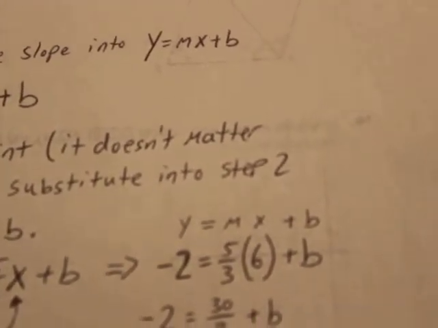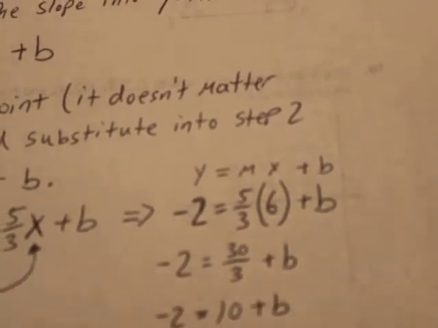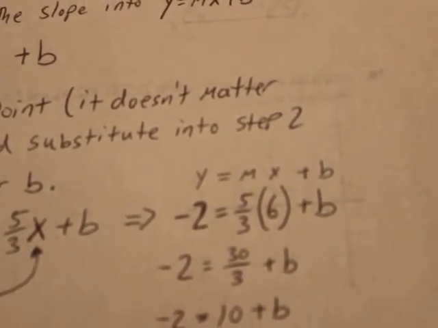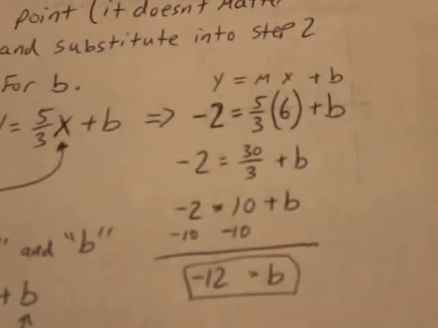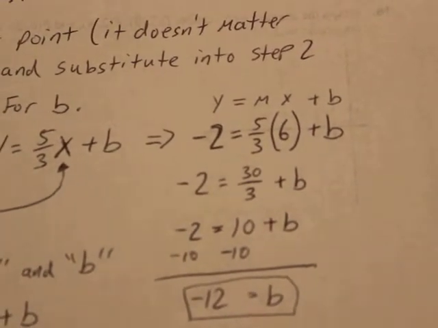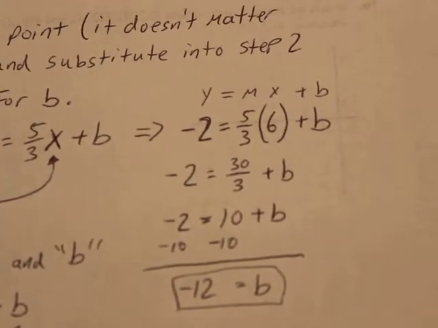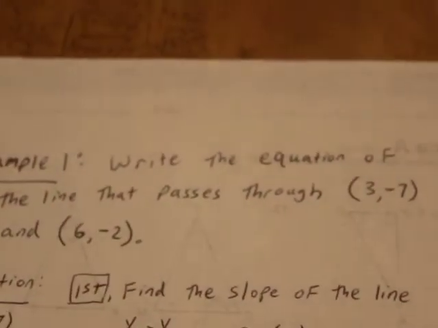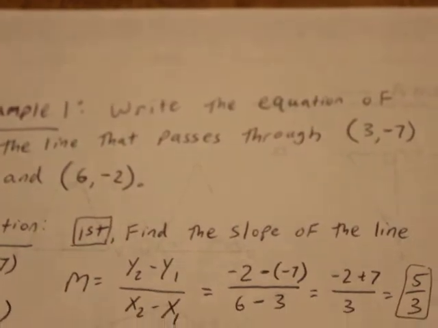Then all I'm going to do is multiply the m times the x, and it's a fraction, but no worries there. 5 times 6 is 30, and when you divide by 3 you get 10. And then you subtract 10 from both sides to solve for b. And now that you have m and b, remember what the directions were in the beginning, write the equation of the line. All you need is the slope and the y-intercept.